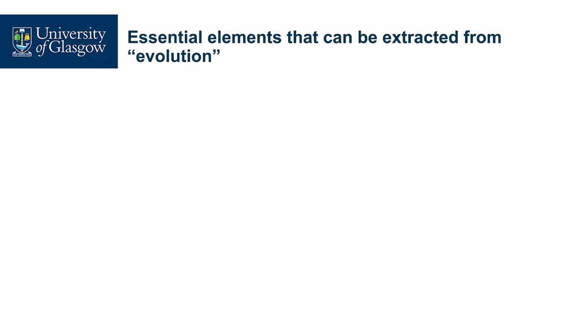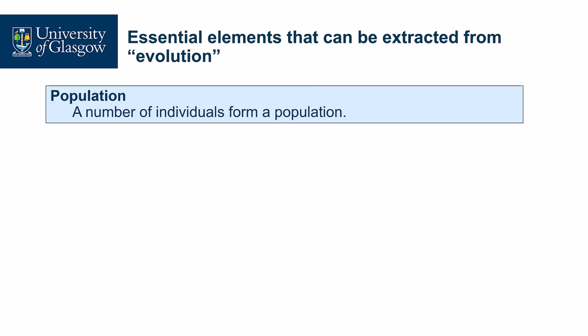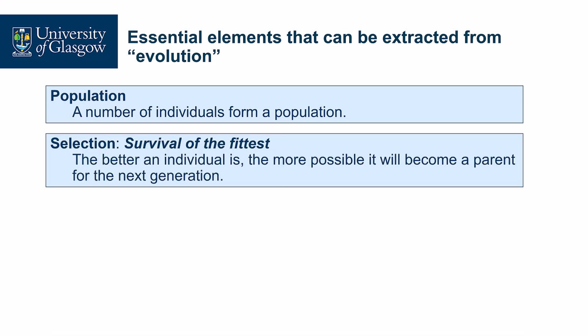Now let's see what we can extract from evolution. First of all, we must have a population. The population is composed of a number of individuals. The mouse has a population, so it can evolve. The second is quite important: selection, based on the rule of survival of the fittest. This means the better an individual is, the more likely it will become a parent and survive and go to the next generation.